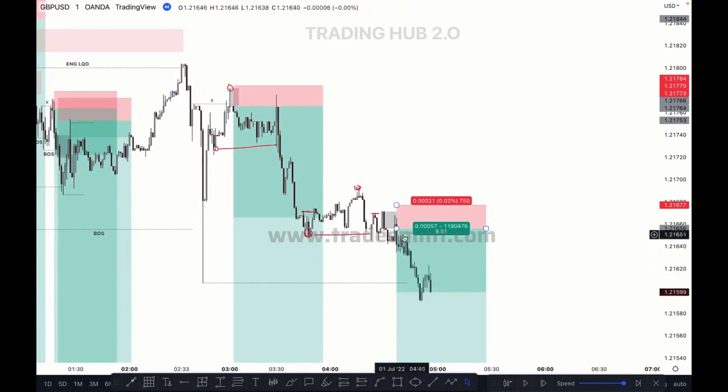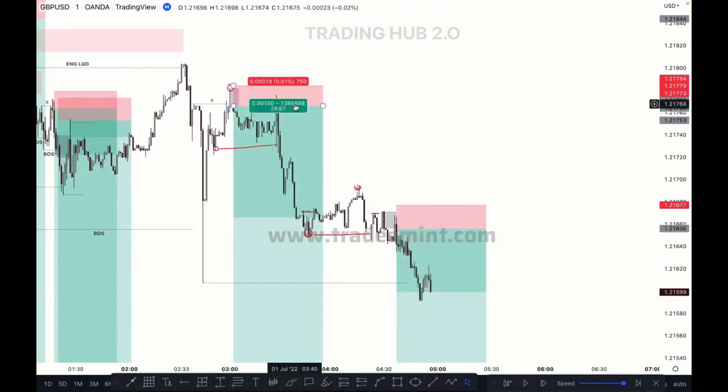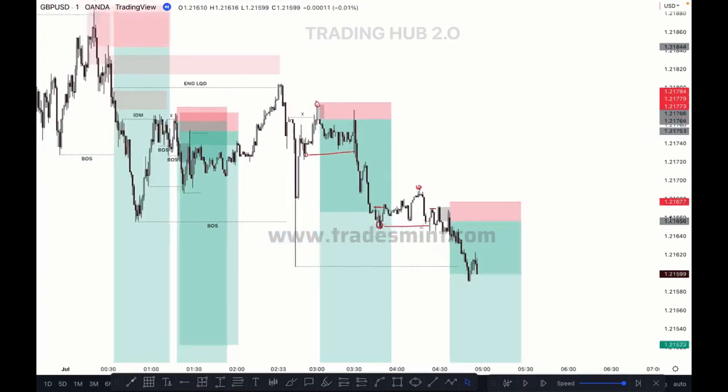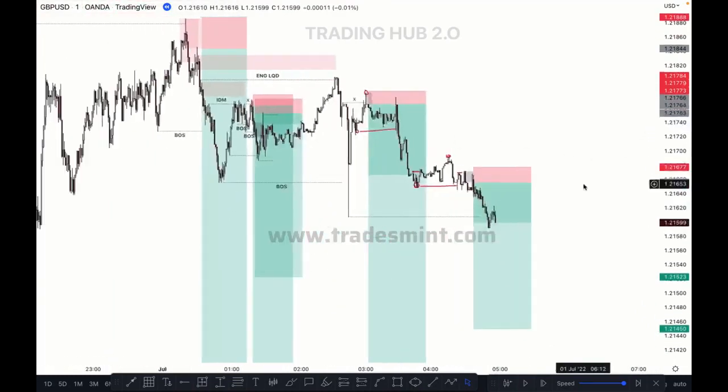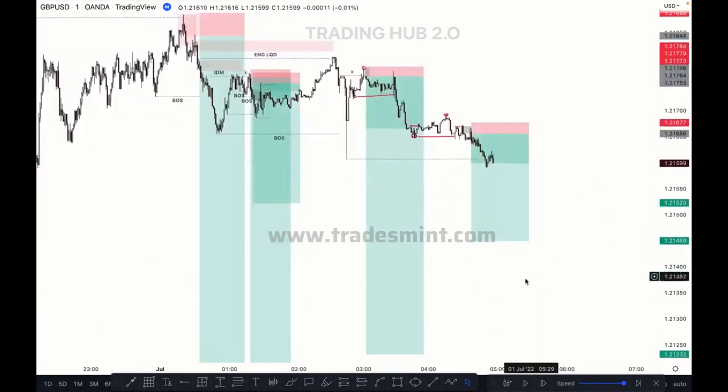Okay, we can move our stop loss to break even and take some partial on this entry. Okay, and let's see what happens next and wait for the result. What will happen?